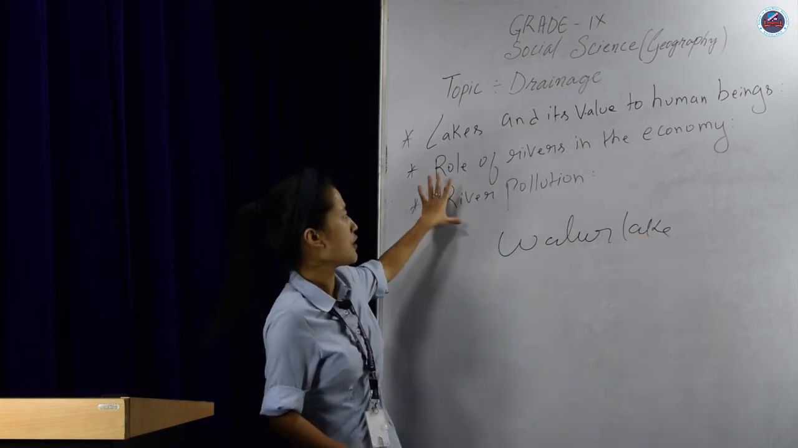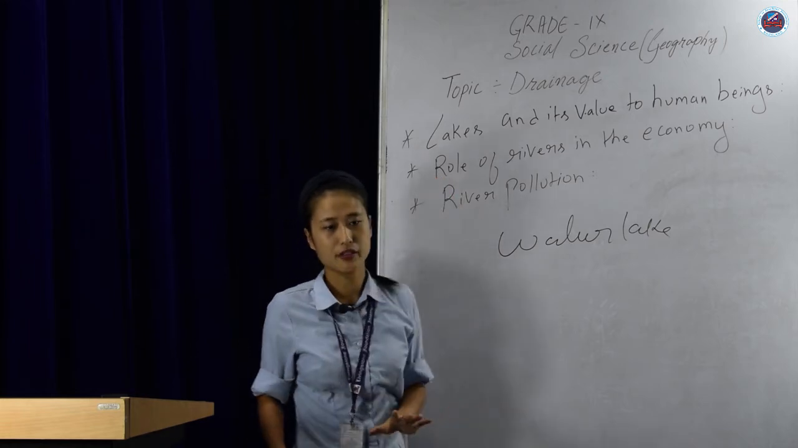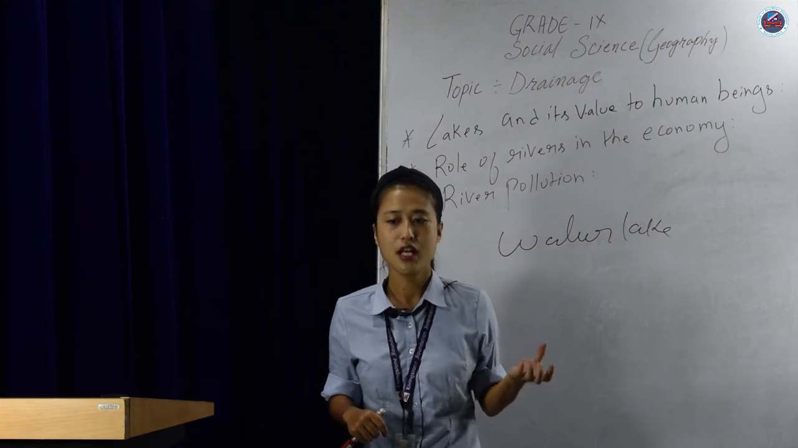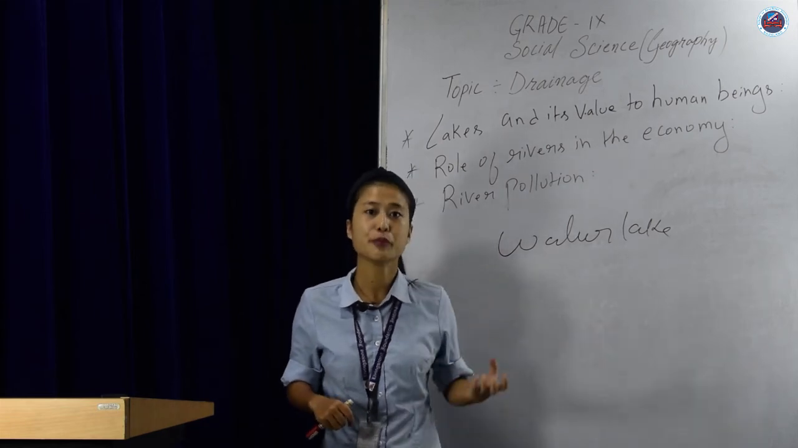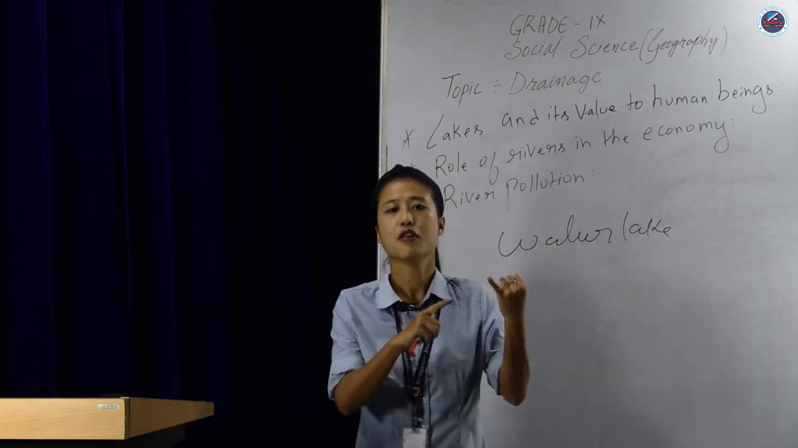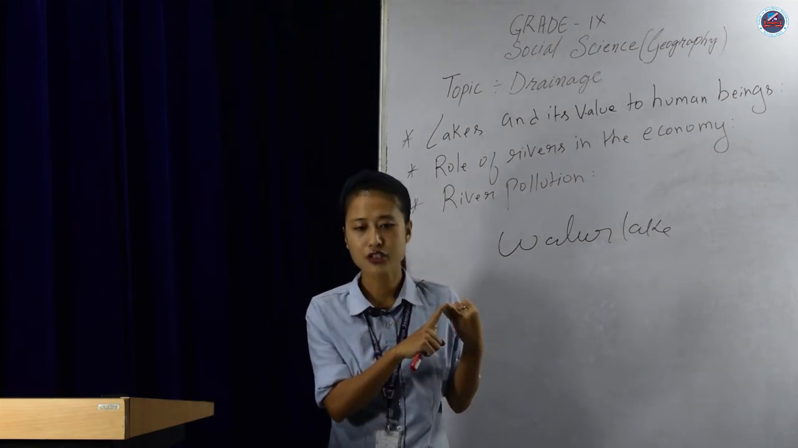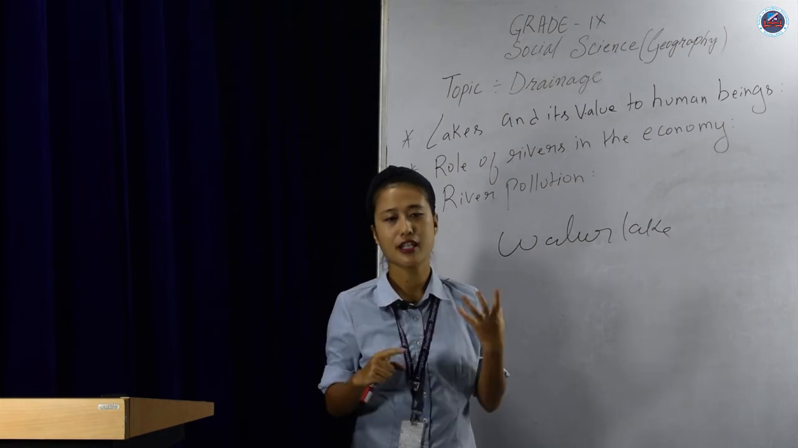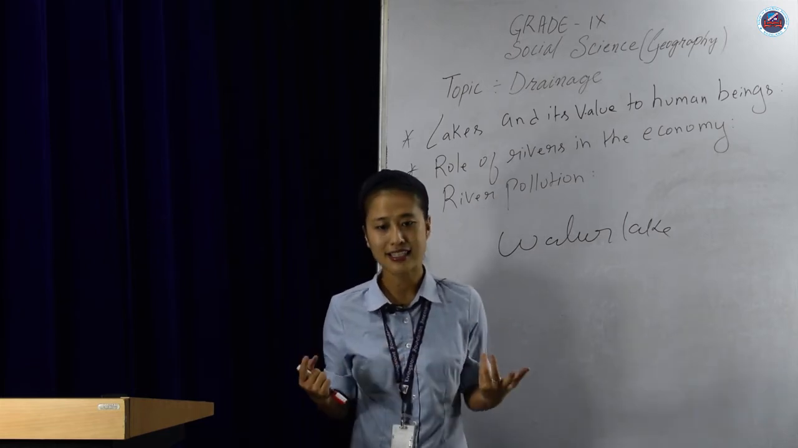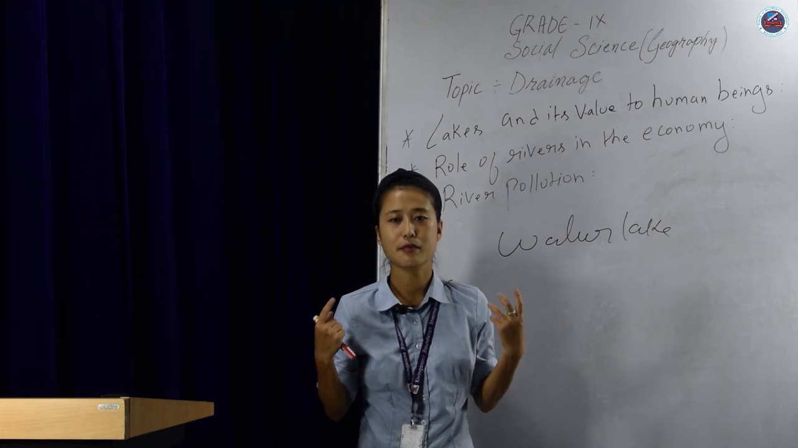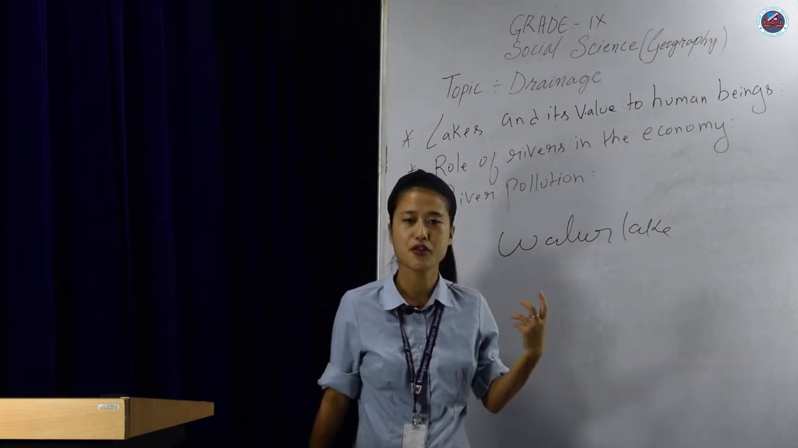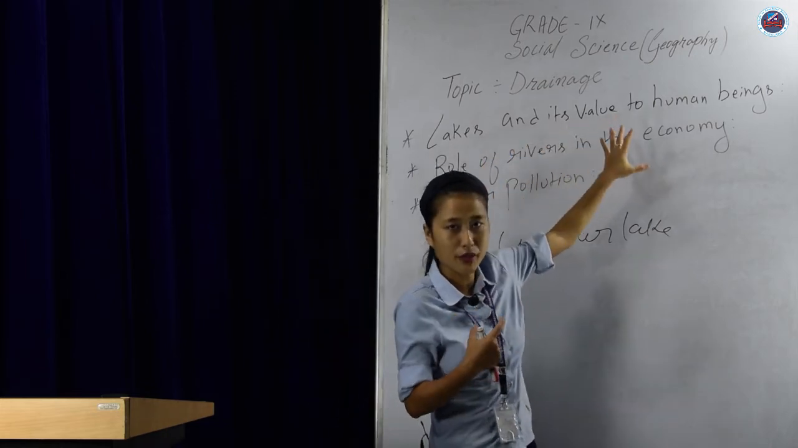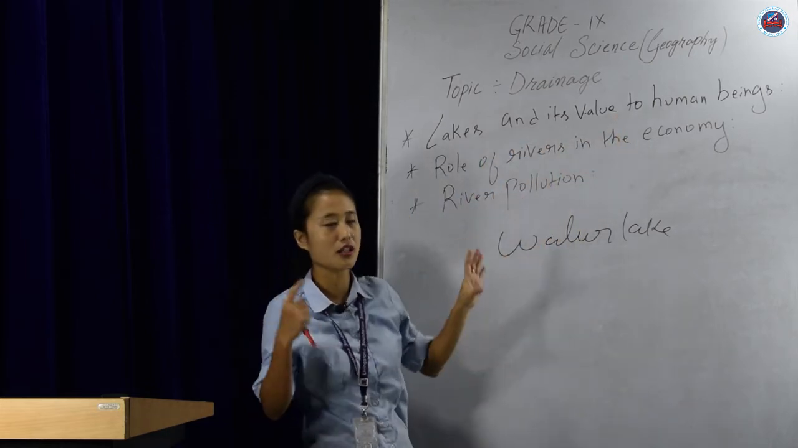Now we'll see what the role of rivers in the economy is. Water from the river is a basic natural resource which is essential for various human activities, using rivers for irrigation, navigation, hydropower generation, and it is of special significance particularly for a country like India, where agriculture is the major source of livelihood for most of its population.